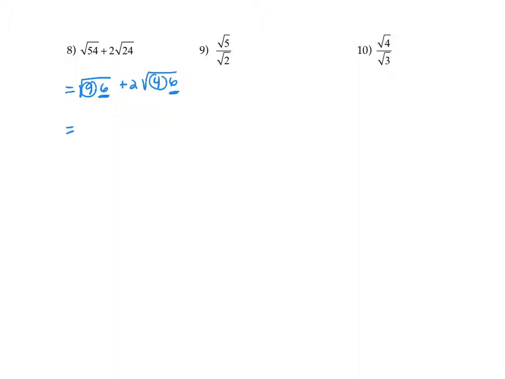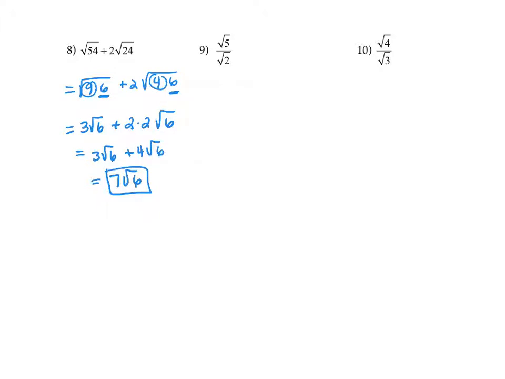All right, taking the square root of 9 gives us 3 square root of 6. Over here you have 2, and then the square root of 4 is 2 square root of 6. So we've got 3 square root of 6 plus 4 square root of 6, and that's going to give us a total of 7 square root of 6. You can also say 7 radical 6, whatever works for you.